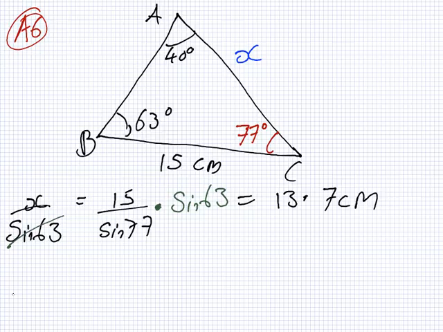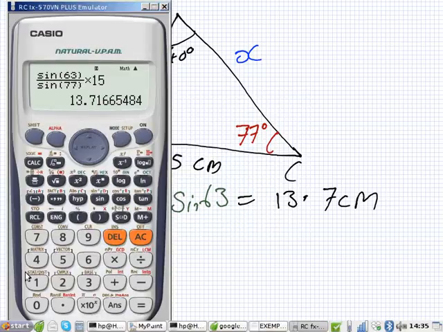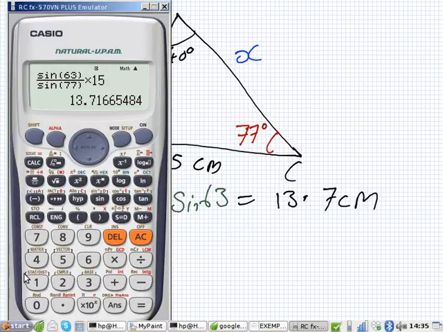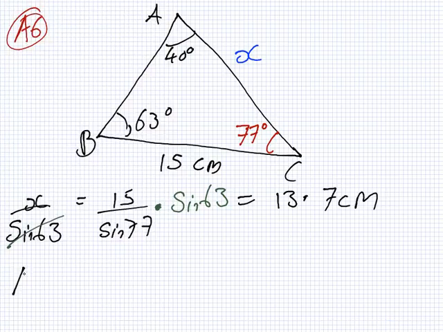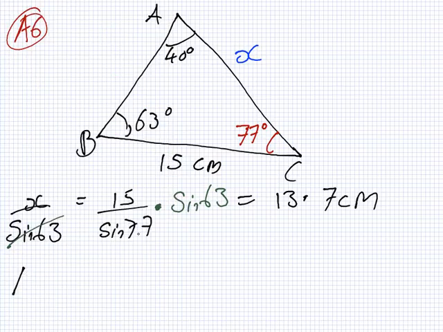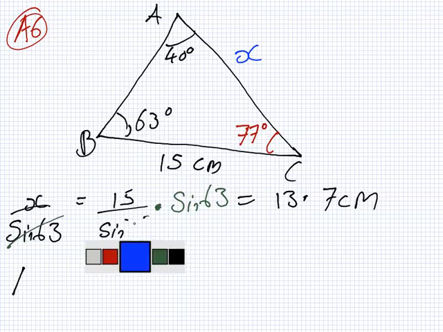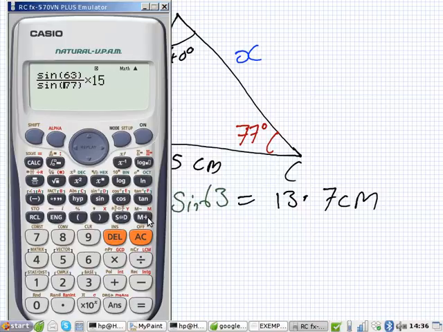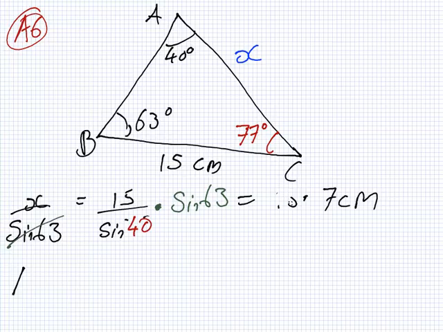You look confused, Zaini. Is your calculator in radian mode? Go on, check. I got 20.8. What did I do wrong here? You should do the 15 over sine 40, not sine 63. Oh my goodness, what a disaster. That should have been 40. 20.8, thank you.